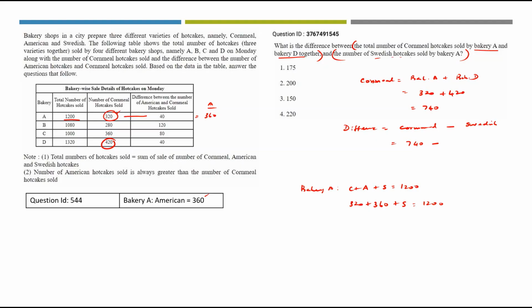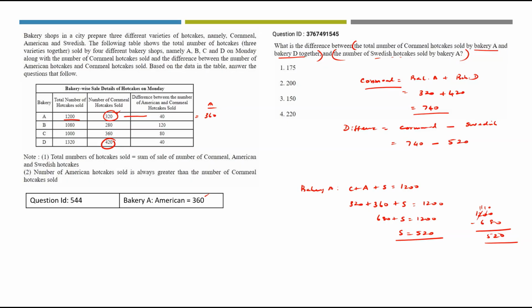Add these two, this will be 680 plus Swedish is equal to 1200. So this will be 1200 minus 680. So 10 minus 8 will be 2. Then this will be 11 minus 6, which is 5. So we will have 520 here. So Swedish number is actually 520 and cornmeal count is 740.